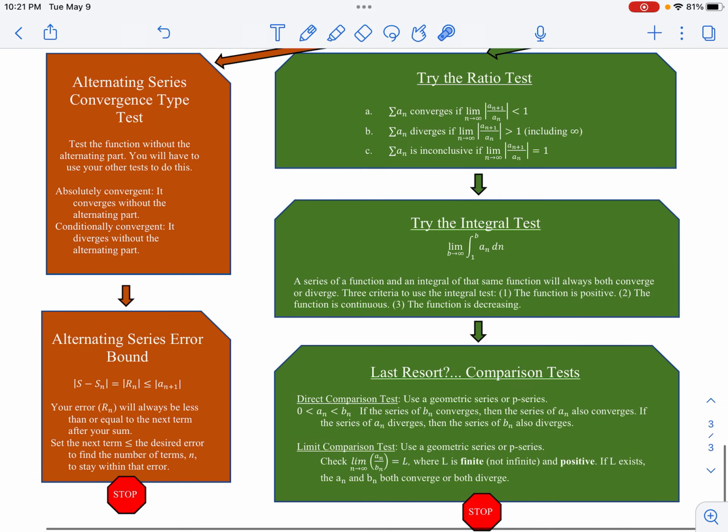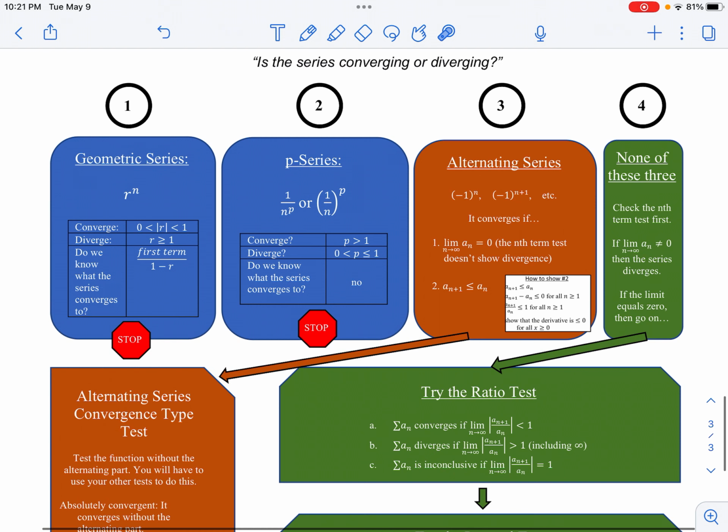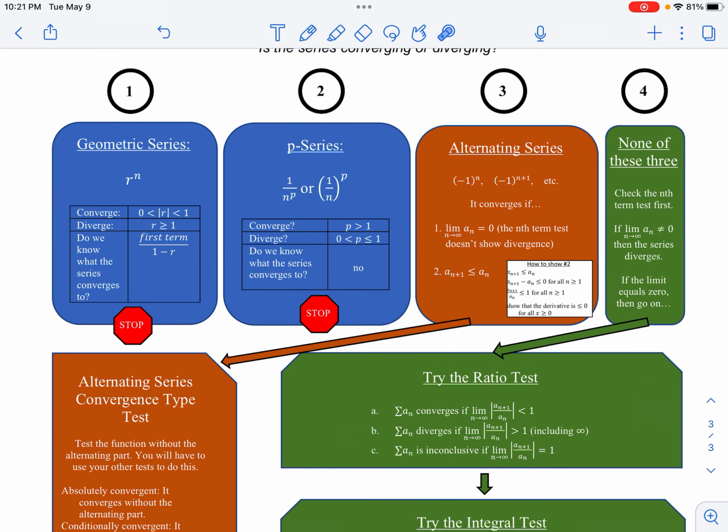All right, well, what happens if we cannot use the integral test? Maybe it's impossible to integrate or extremely difficult to integrate. Then we have a last resort. We have two tests called comparison tests. That's coming up next. And also we will go to the other type of series that's easy to recognize but a little tricky to deal with.